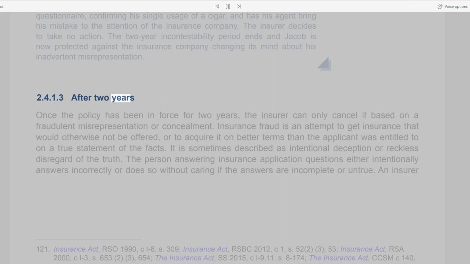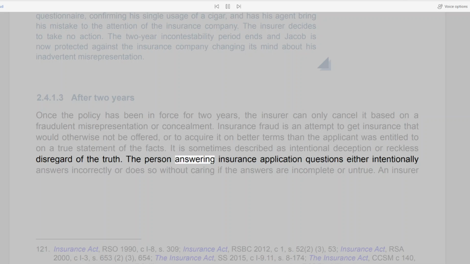2.4.1.3 After 2 years. Once the policy has been in force for 2 years, the insurer can only cancel it based on a fraudulent misrepresentation or concealment. Insurance fraud is an attempt to get insurance that would otherwise not be offered, or to acquire it on better terms than the applicant was entitled to on a true statement of the facts. It is sometimes described as intentional deception or reckless disregard of the truth.